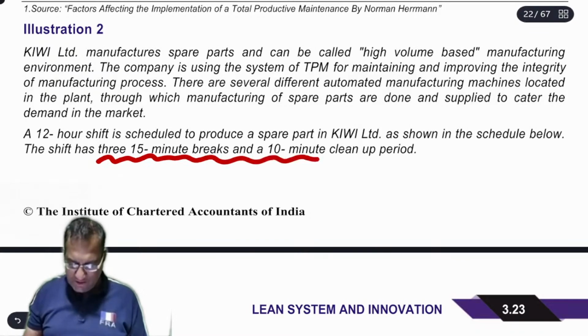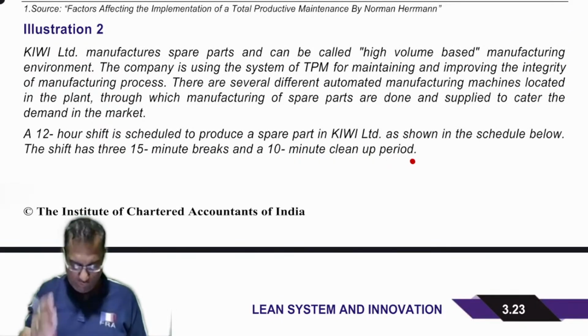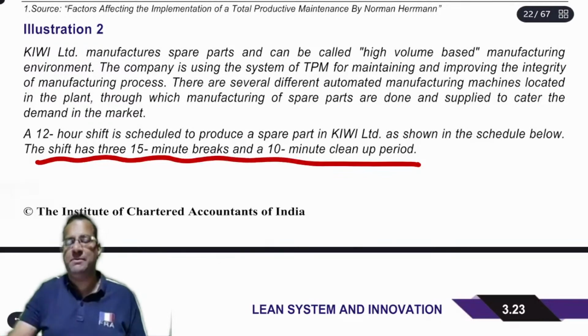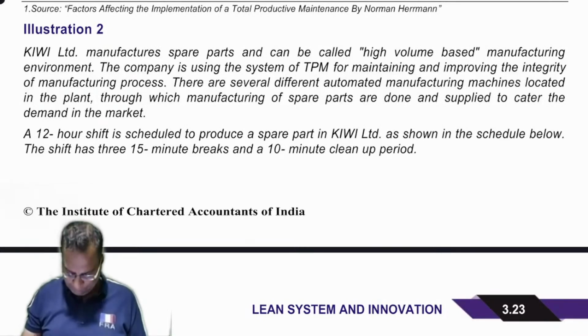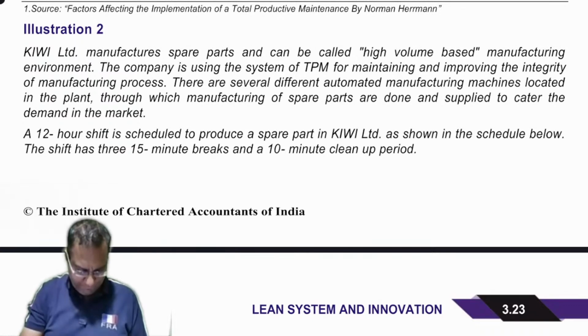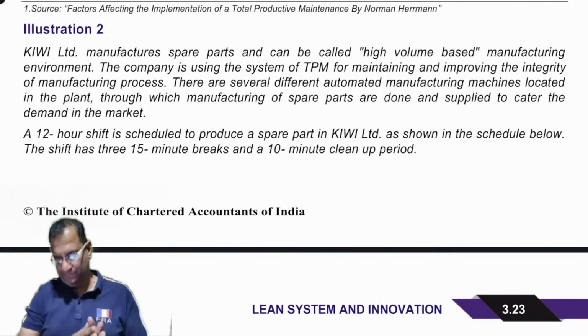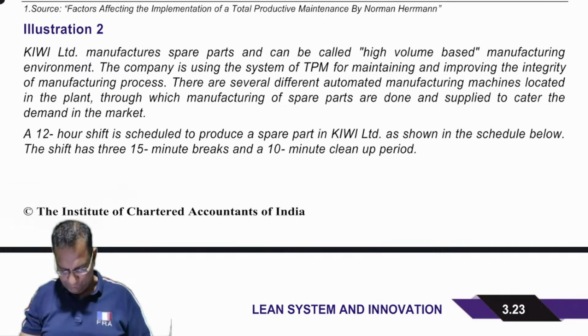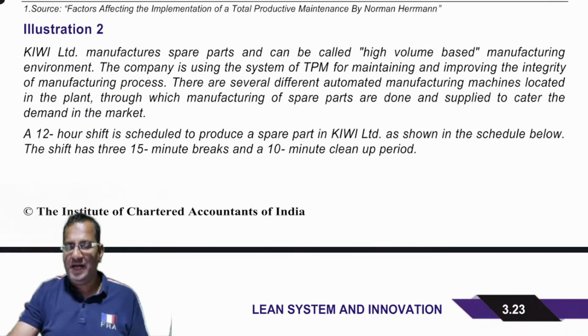Just apply your knowledge, beta, where this detail of 3 15-minute breaks and a 10-minute cleanup period is useful, whether it's useful to calculate the availability ratio or performance ratio or quality ratio. Where this line, the shift has 3 15-minute breaks and a 10-minute cleanup period, ये हमें कहां पे useful होगा? Please answer to me. Please answer fast, beta. This data is useful when we calculate dash ratio.